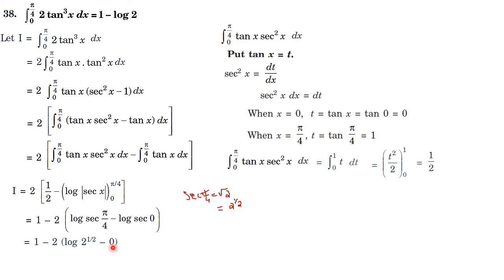Log 1 is 0. Then 1 minus 2 into log of m power n, that is n log m. That means 1 by 2 into log 2, minus 0, that means 0 is gone. Then when we multiply inside, this 2 can be cancelled. Finally we get the answer as 1 minus log 2. This is our RHS.